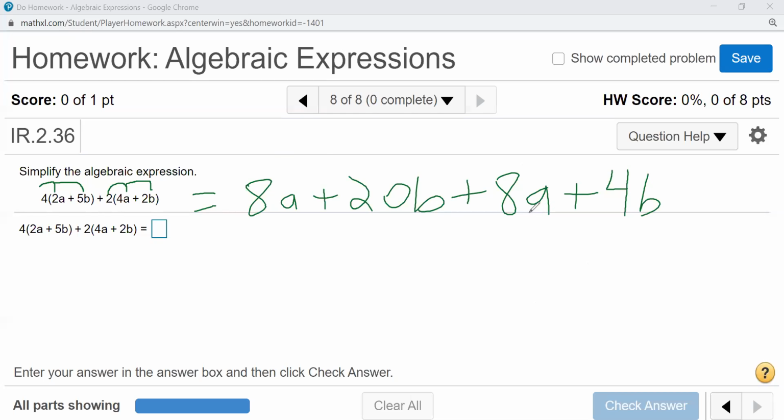We have 8a plus 8a. What will that give you? 16a. 20b plus 4b. What will that give you? 24b. And now that's as good as it gets. Those are not like terms, the a and the b. They're 2 separate terms. And that is done. That is in the books, my friends.